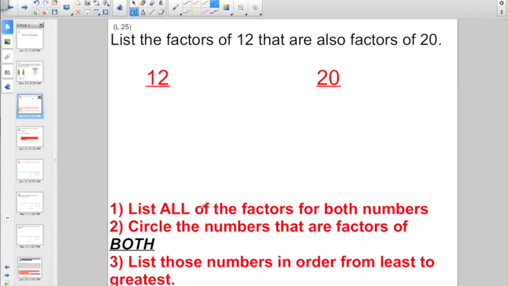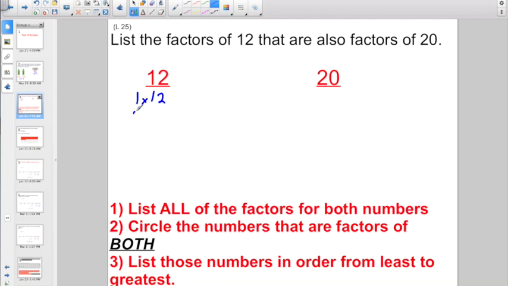Here we have one listing the factors of 12 that are also factors of 20. Remember, list all of the factors for both numbers. Circle the numbers that are factors of both, and then list those numbers in order from least to greatest. Whenever I'm listing factors, I like to start with the easy one. Always start with the 1. Otherwise, it's too easy to forget about them.